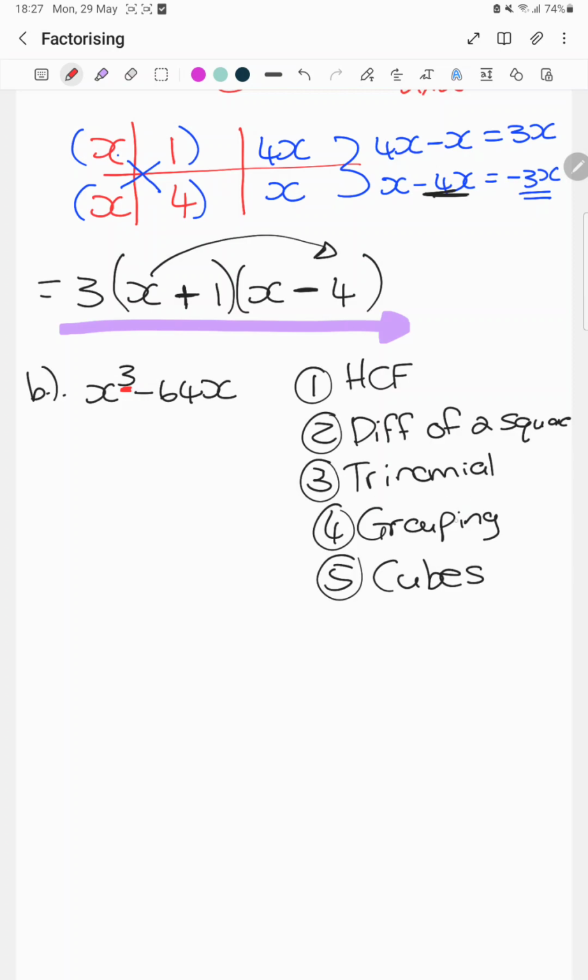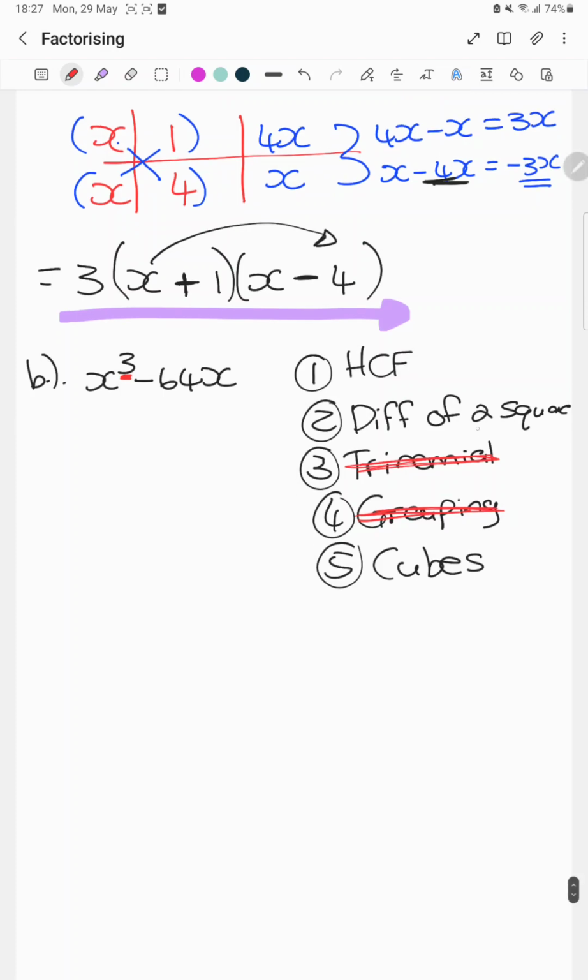We know it's definitely not grouping. Alright, why is it not grouping? Because I have only 2 terms and grouping needs 4 terms. I know that it's definitely not a trinomial because there are less than 3 terms. It can maybe be the difference of 2 squares. Alright, there are 2 terms, so let's hold on to that one.